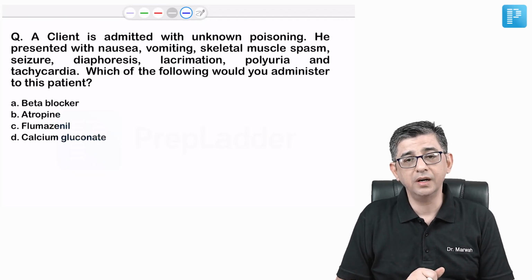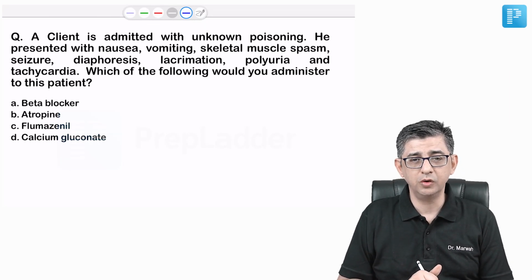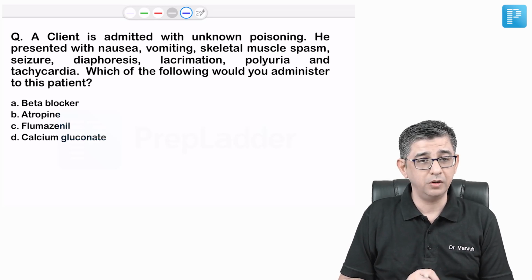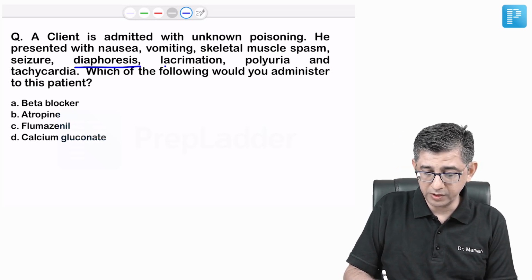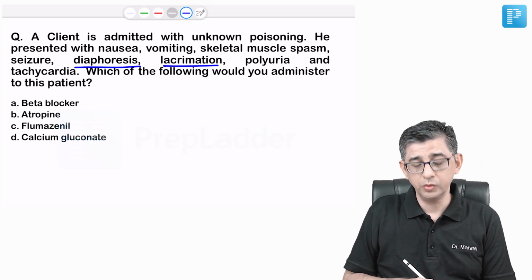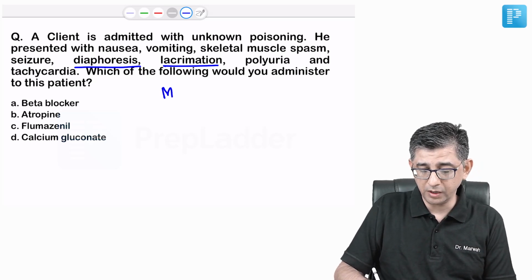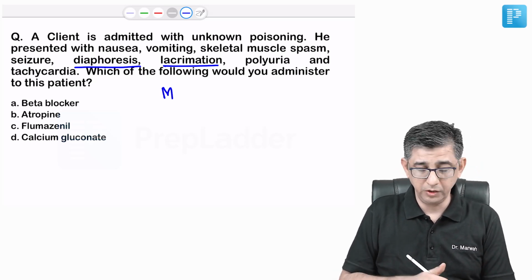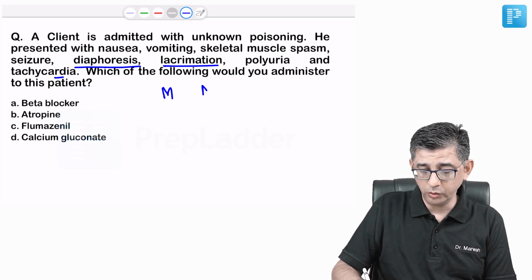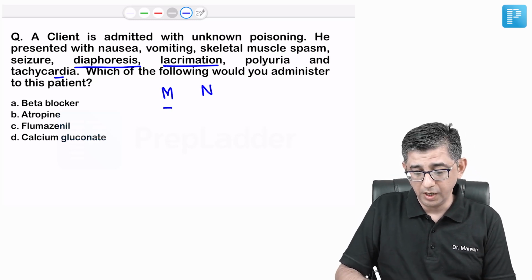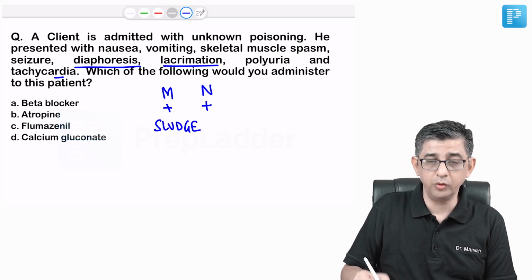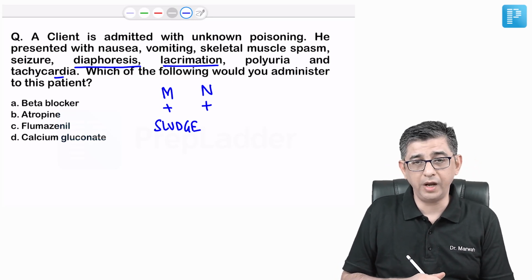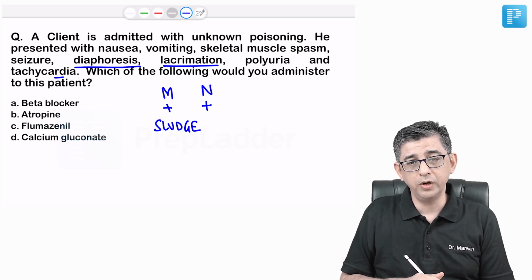The next question said a client is admitted with an unknown poisoning. There's nausea, vomiting, skeletal muscle spasms, seizures, diaphoresis, lacrimation, lots of things happening. So I need to put pointers there like diaphoresis, lacrimation. This looks like there could be muscarinic receptor stimulation, but then there's a tachycardia also, which means that there is a nicotinic receptor stimulation as well. What he's trying to point out is there could be SLUDGE symptoms in a patient, and nicotinic receptor stimulation contributing to tachycardia, and then subsequently a polyuria in the patient as well.